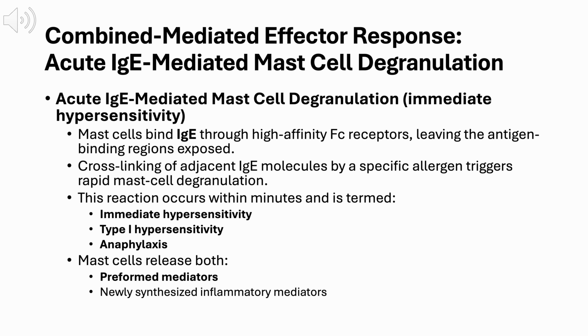When a specific allergen arrives and cross-links two adjacent IgE molecules on the surface, that bridging event triggers rapid mast cell degranulation. And rapid is the operative word. This reaction occurs within minutes, which is why it goes by the names immediate hypersensitivity, type 1 hypersensitivity, and, in its systemic form, anaphylaxis. When the mast cell fires, it releases two categories of substances: preformed mediators stored ready in its granules, and newly synthesized inflammatory mediators generated on demand. We'll catalog both on the next slide, because knowing which mediators are involved explains both the clinical signs and the drugs we use to treat them.